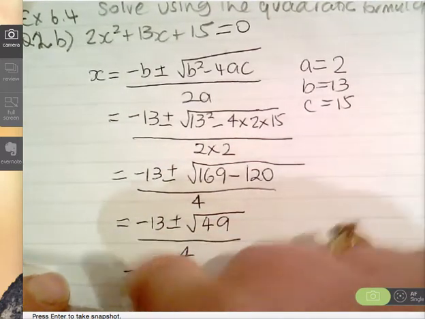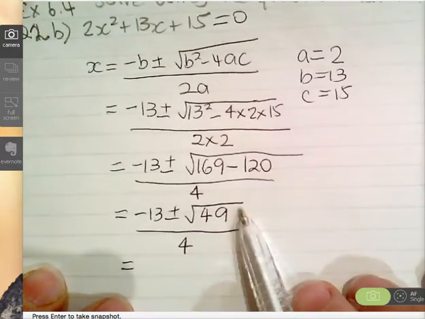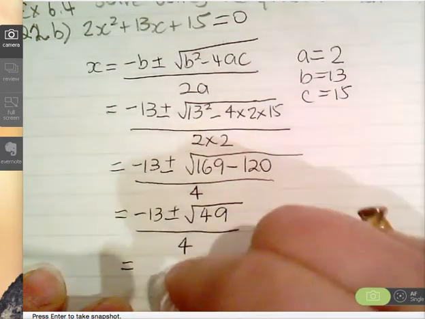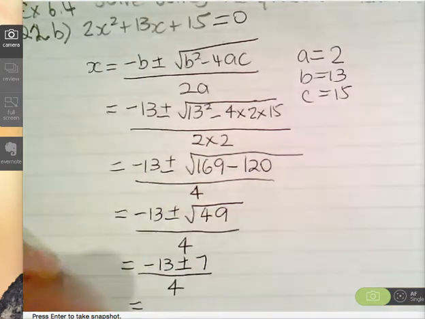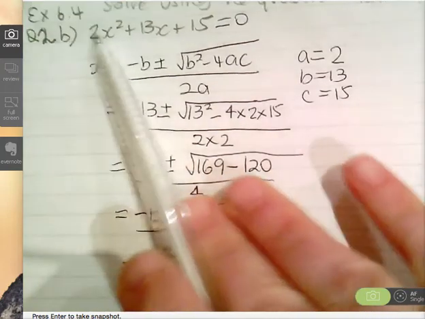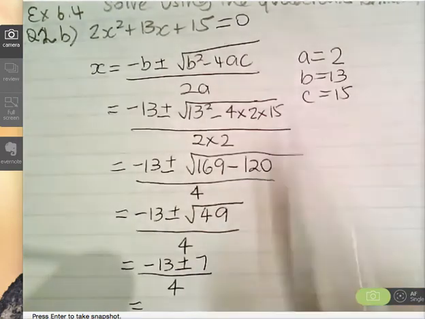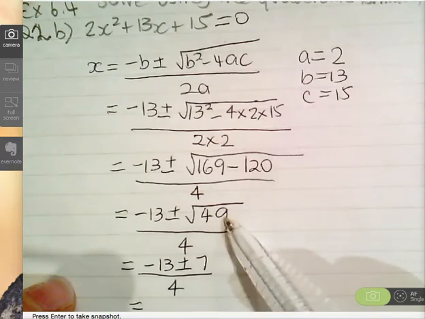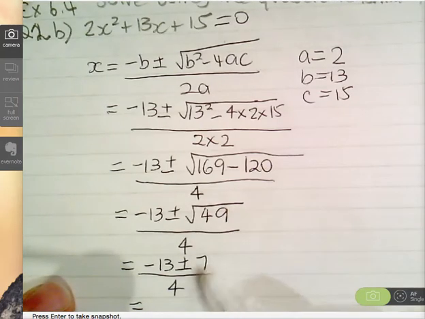Over 4. Now girls, sometimes what you get in the bracket underneath the square root sign is a squared number. So we know that the square root of 49 is 7. Now so we get negative 13 plus or minus 7 over 4. Now girls, if this is the case, what it means is that this original equation, you should have been able to factorize it yourself without using the formula. So if you ever use the formula and you get a square number, such as 49 or 25 or 16, something like that, that can be square rooted, that is under the square root sign, then you'll get a whole number here.